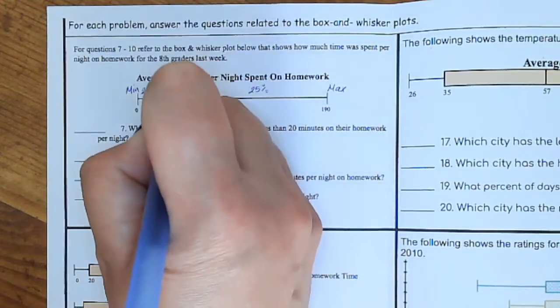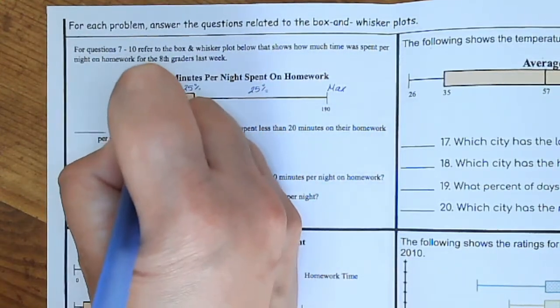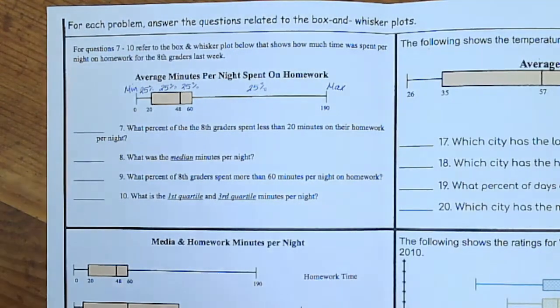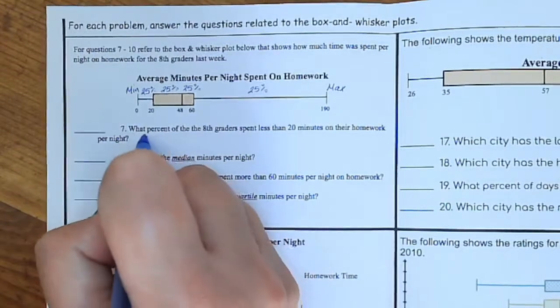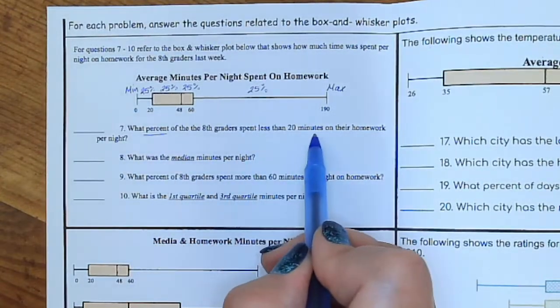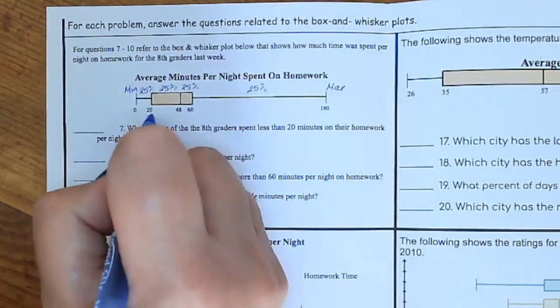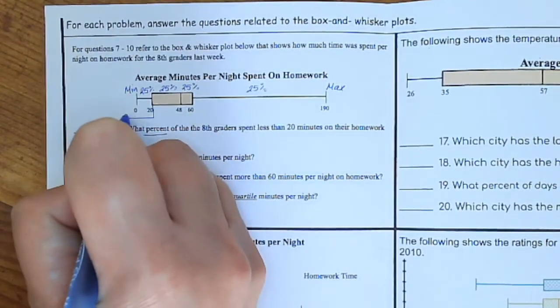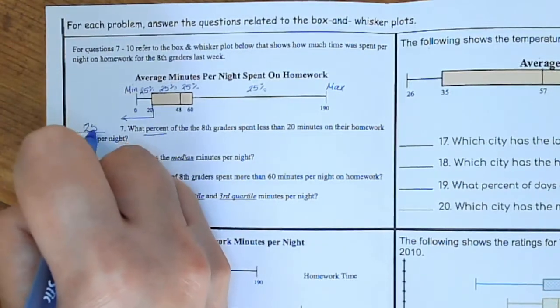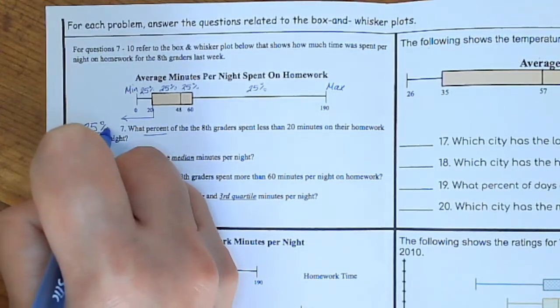So when I analyze, I start with breaking down into parts, then I read the questions. Question number 7 says, what percent of 8th graders spend less than 20 minutes on their homework? Less than 20 minutes is this part right here, which is 25% of students.